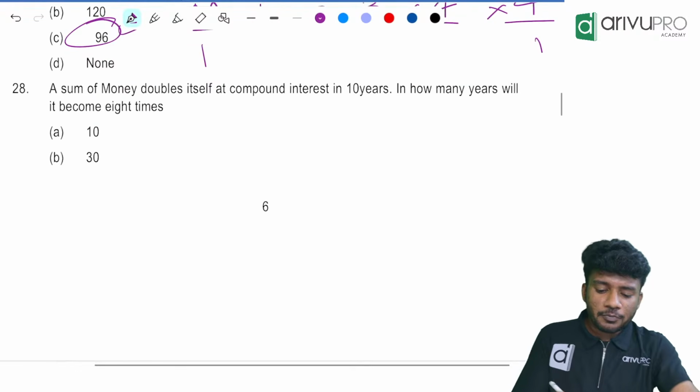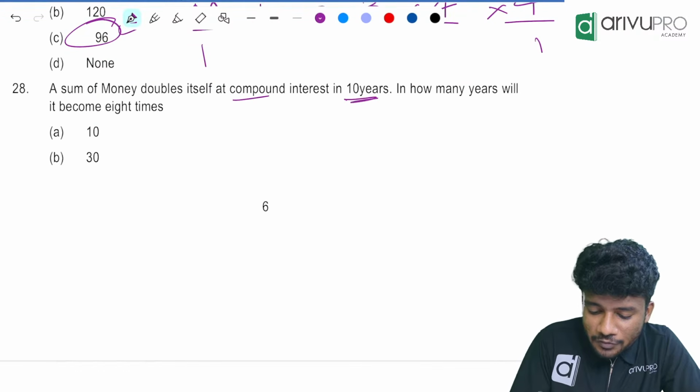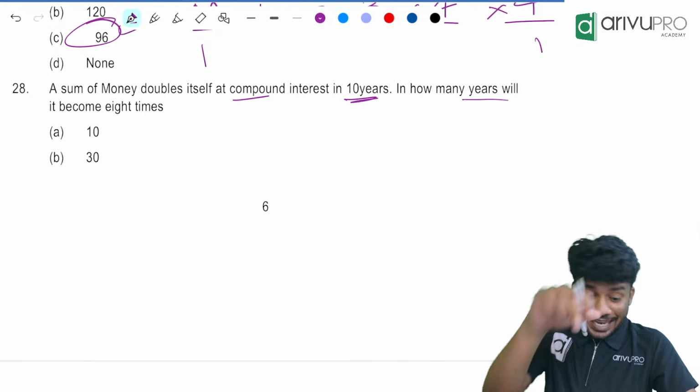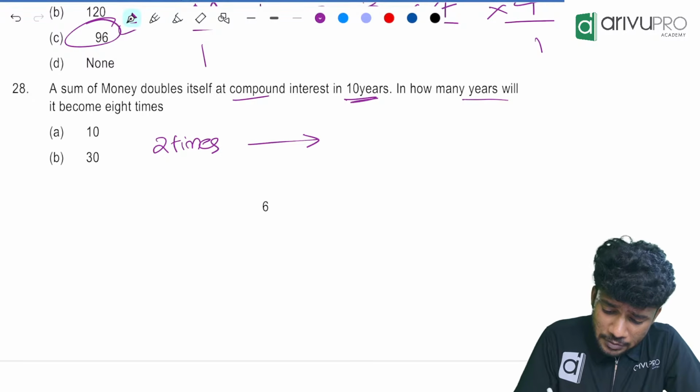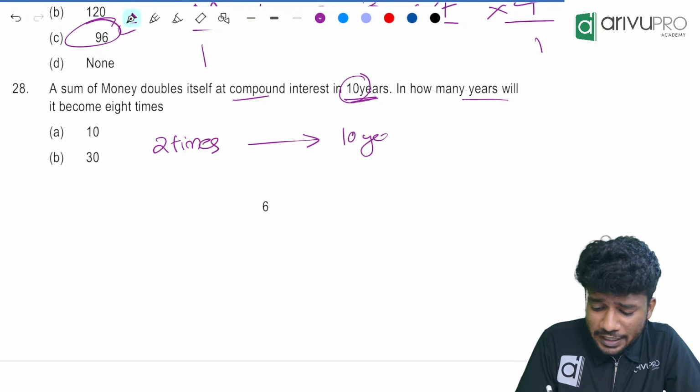Next one. The sum of money doubles itself as per compound interest in 10 years. In how many years will it become 8 times? Very easy, people. Doubles means what? 2 times. It becomes that in how many years? 10 years. Very easy question.